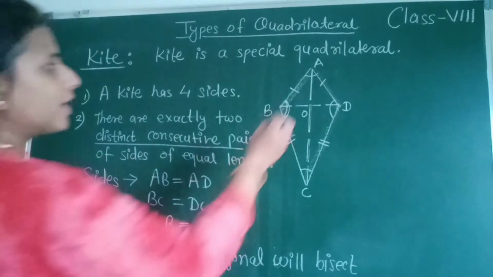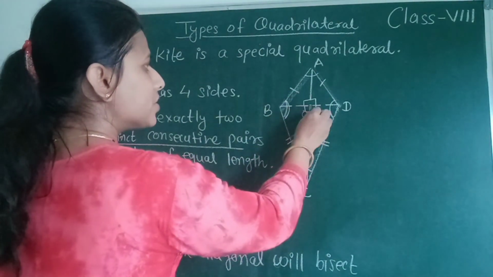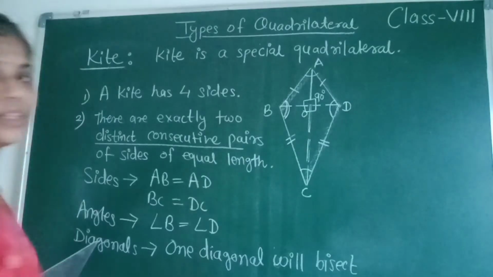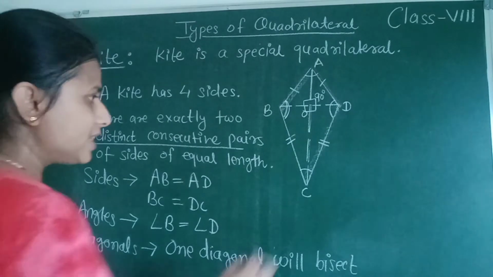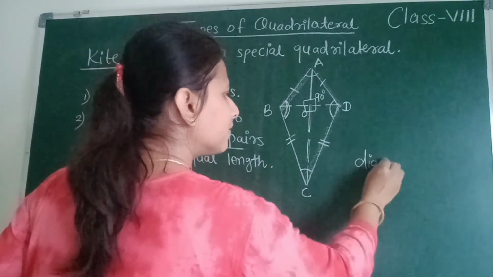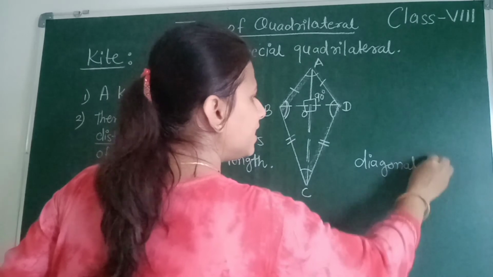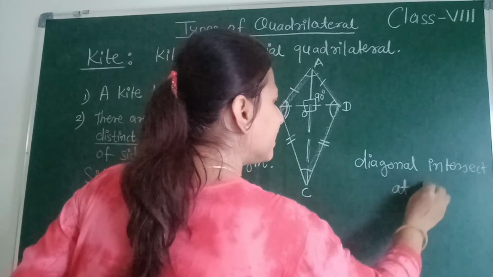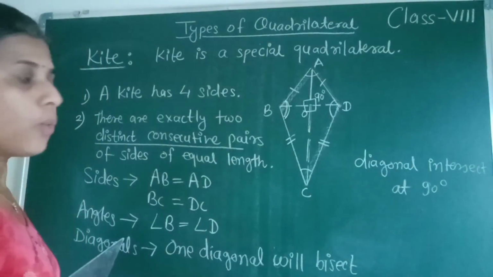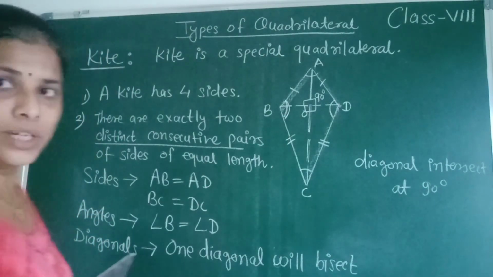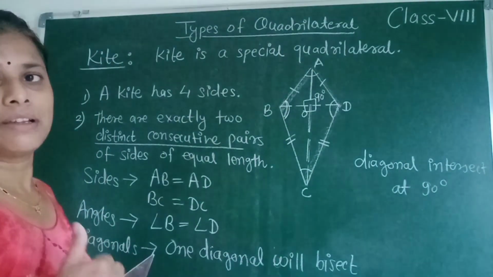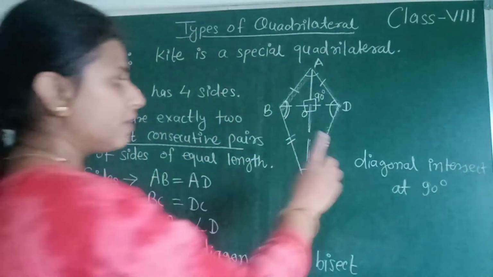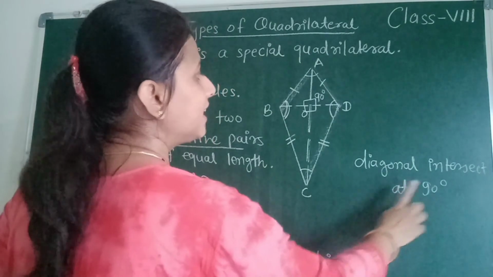And what about these angles? When you measure this angle, students, you will get all these angles equal to 90 degrees. It means diagonals intersect at 90 degrees. Why can we not use the word bisect here, students? Because only one diagonal is bisecting, so we cannot use the word bisect here. We will use: diagonals intersect at 90 degrees.